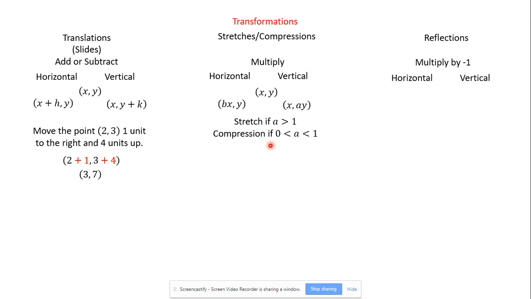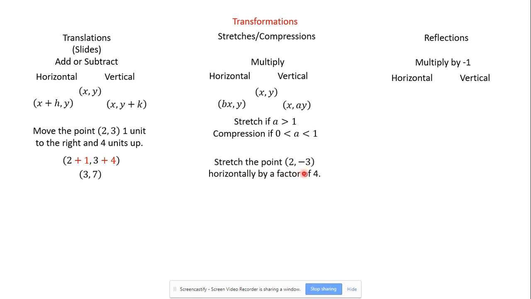What if it's negative? Well, then you get into a reflection. If it was, say, like -2, that would be a stretch of 2 and a reflection. So those two can combine. Now with these, we could do both horizontal and vertical stretches or compressions at the same time, but generally speaking, we don't.